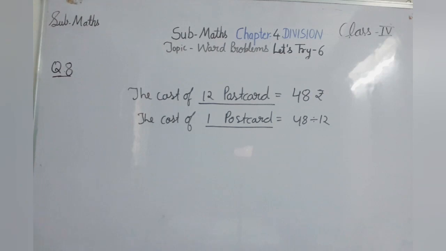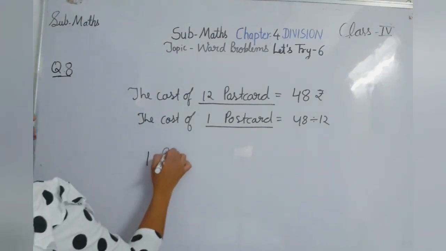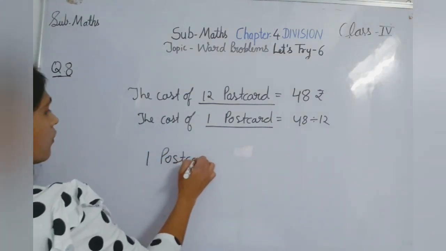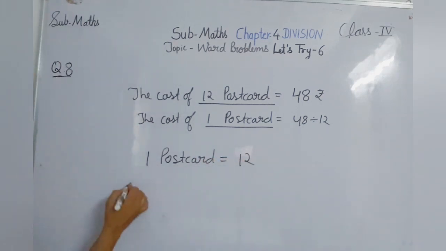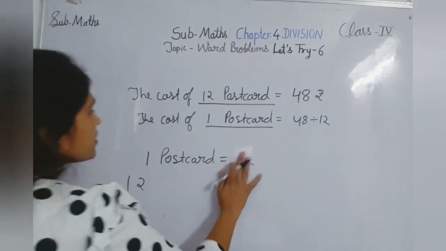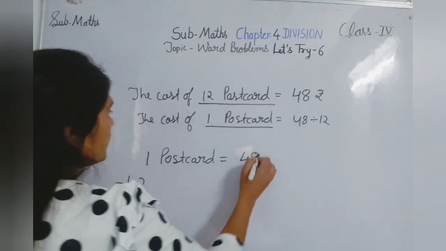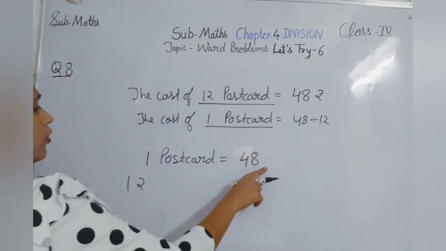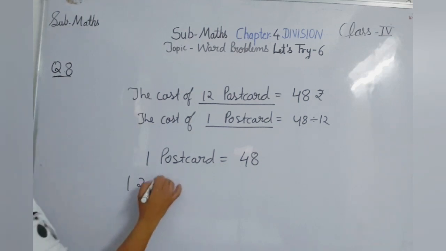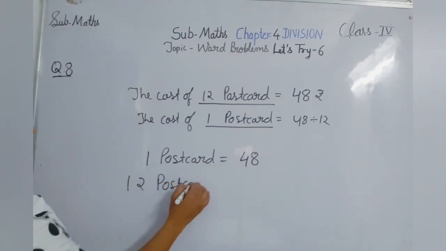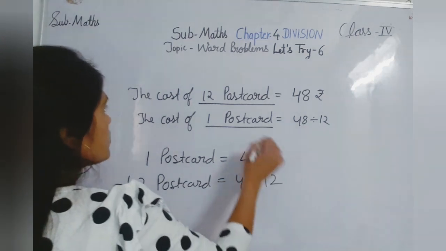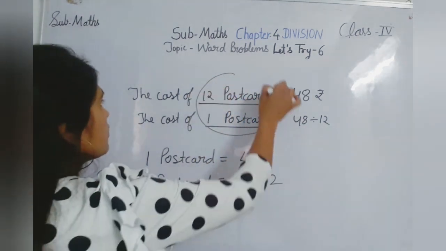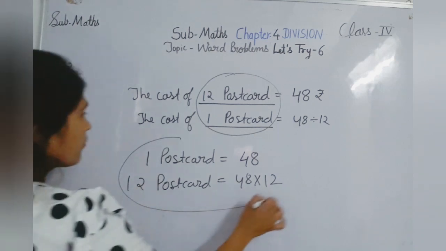But if in reverse, if one postcard is 12 rupees, so what is the cost of 12? So let's take another digit so it will be clear. One postcard is 48 rupees. So what is the cost of 12 postcards? This time what will we do? Multiplication. So now see the difference in this and this.